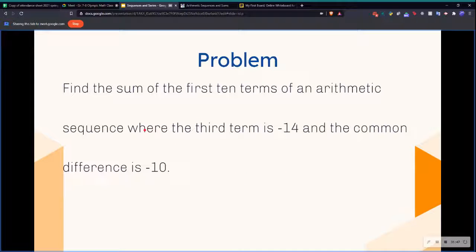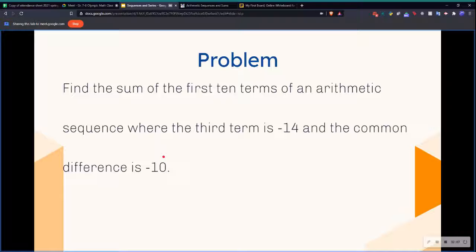Let's look at this. Find the sum of the first 10 terms of an arithmetic sequence. So arithmetic sequence, not geometric, arithmetic. Find the sum of the first 10 terms, where the third term is negative 14 and the common difference is negative 10.